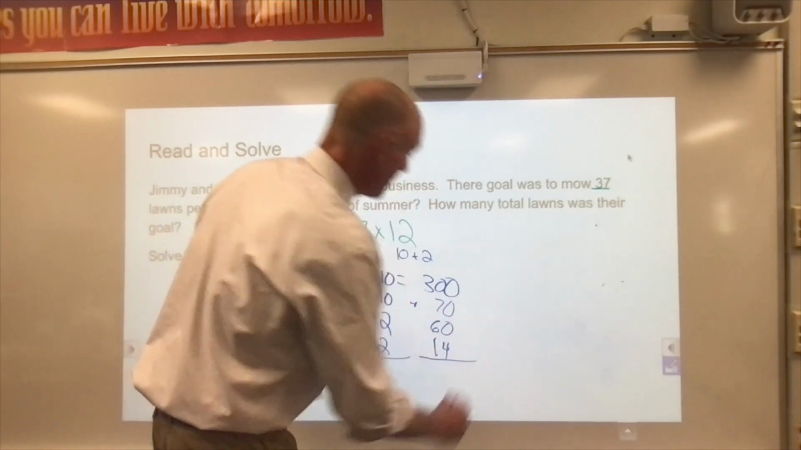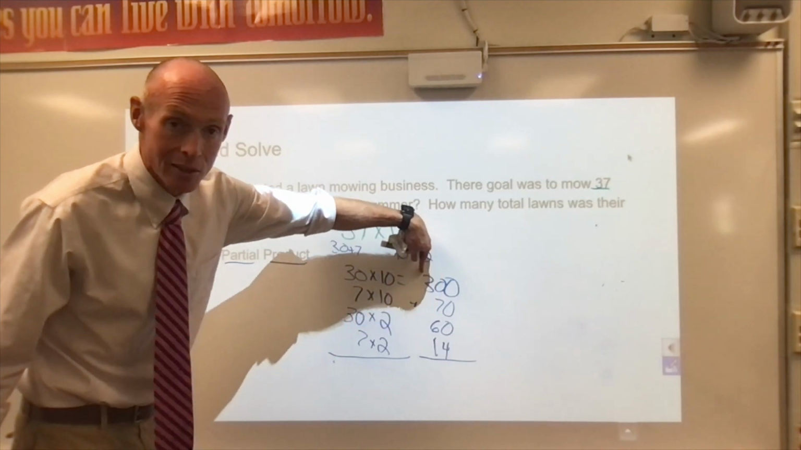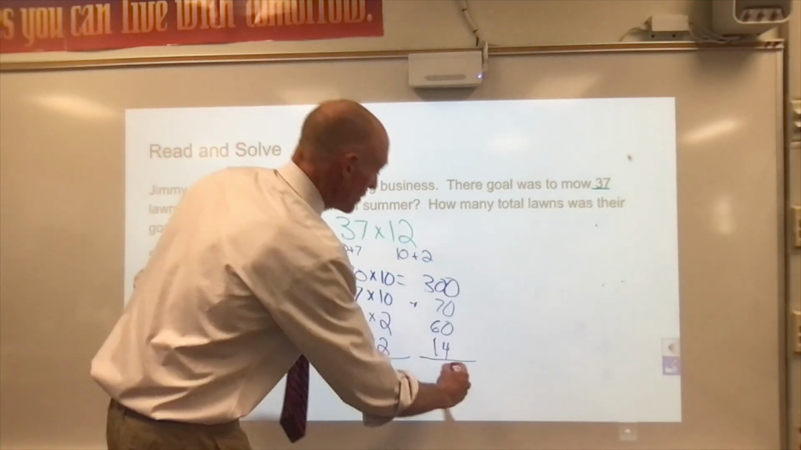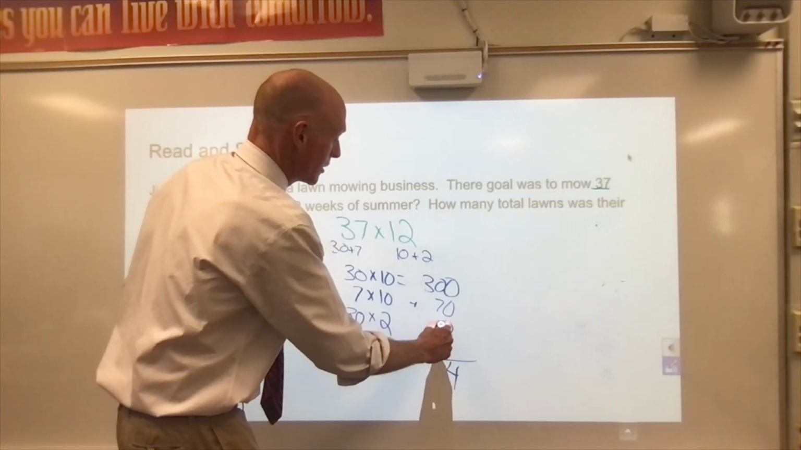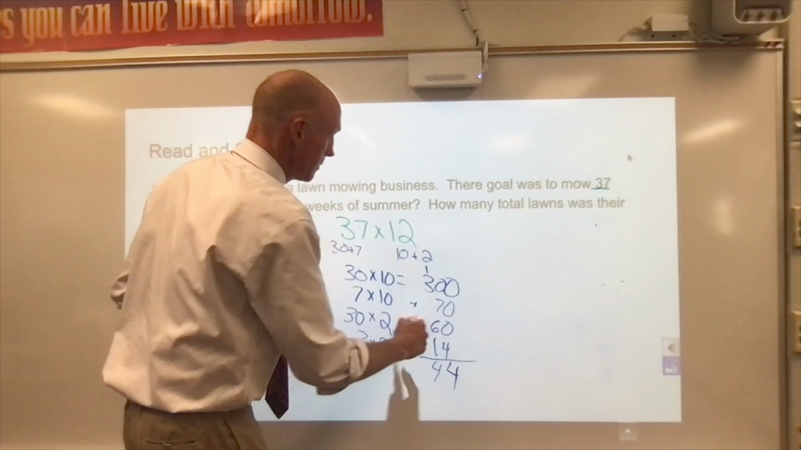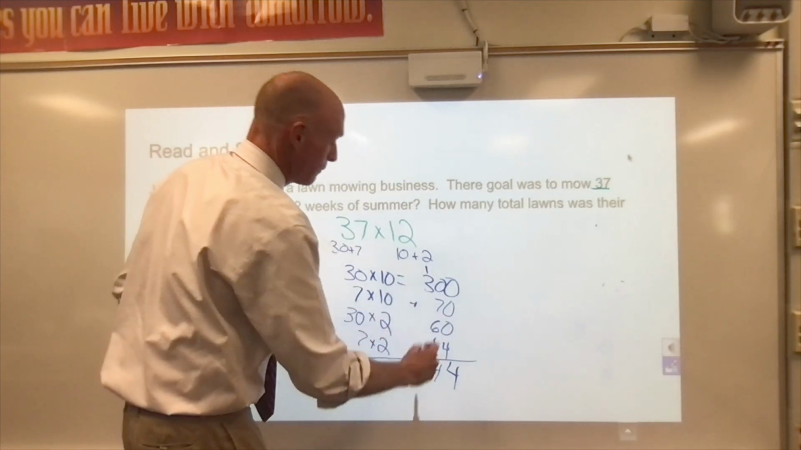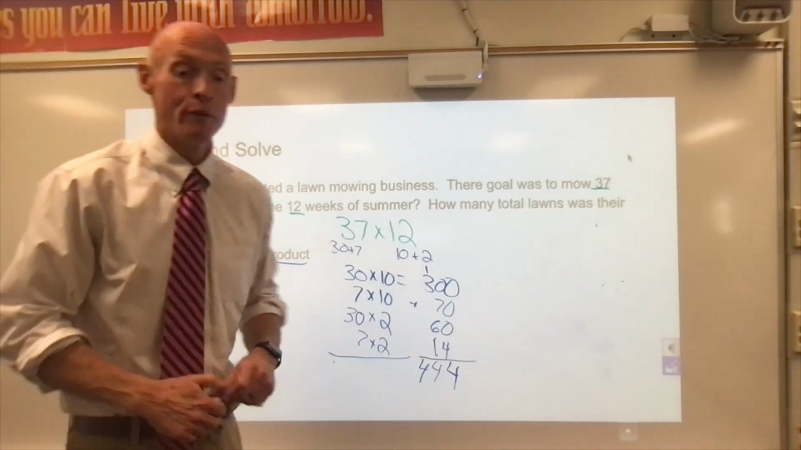Add them up, again, making sure the place values are lined up. Ones place, tens place, hundreds place. 0, 0, 0, 4. 6 and 1 is 7, plus 7 is 14. Carry up that 1. 3 and 4. My answer is 444.